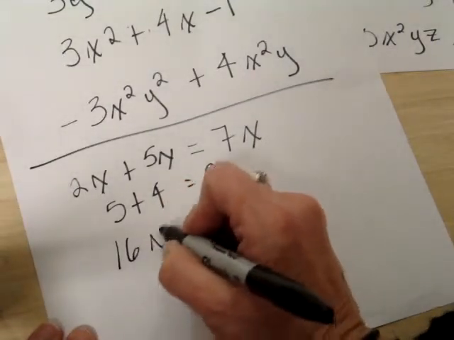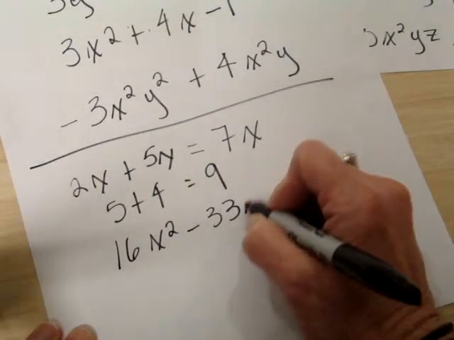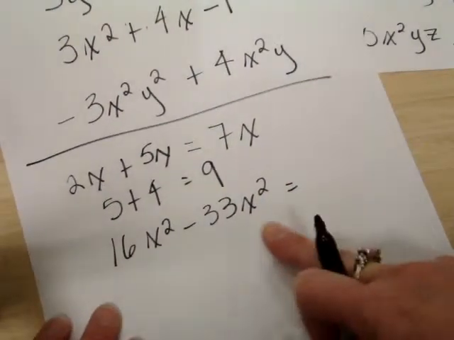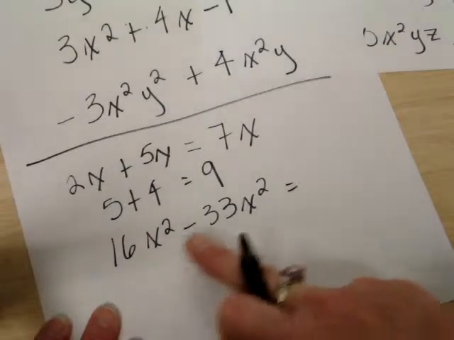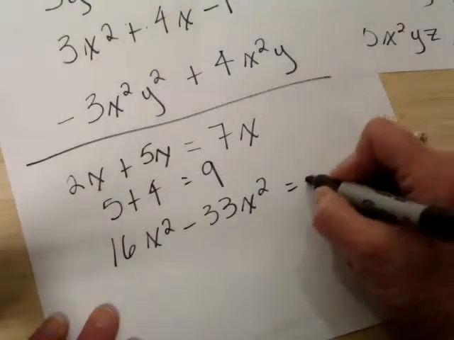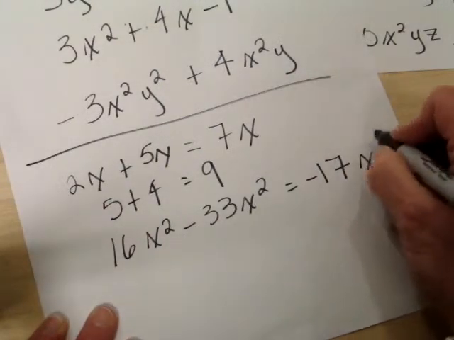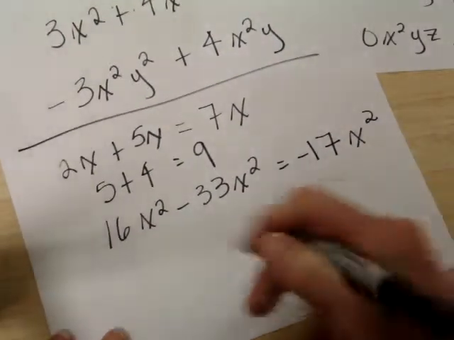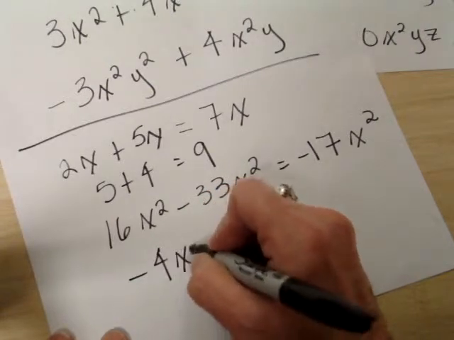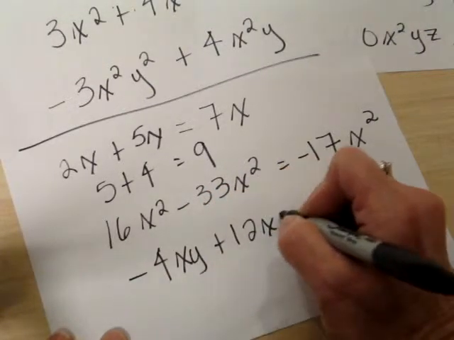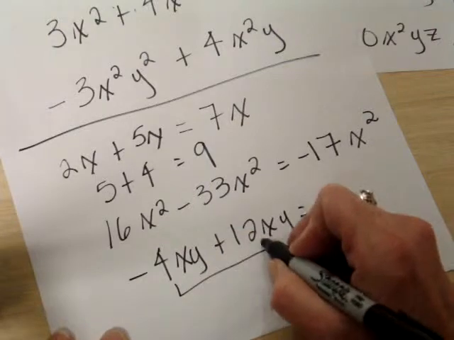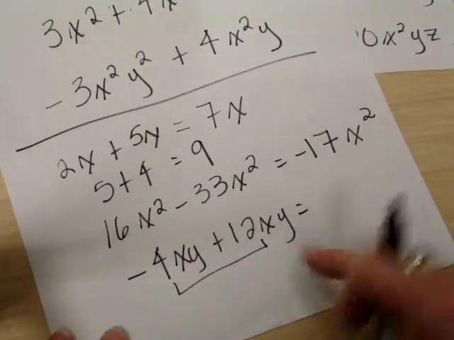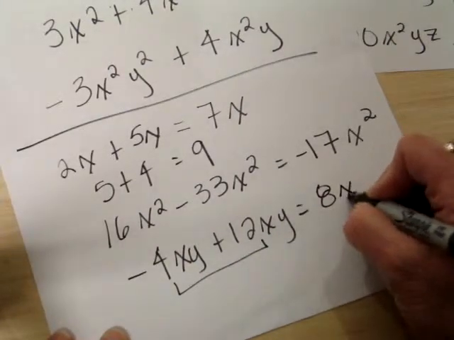Another one is 16x squared minus 33x squared. They are like terms, so I'm going to just add or subtract the coefficients. So 16 minus 33 is a negative 17, and keep the same variable term. So it's negative 17x squared. Negative 4xy plus 12xy. I look at just my coefficient, I make sure they're like terms, and I say negative 4 plus 12, which gives me 8xy.